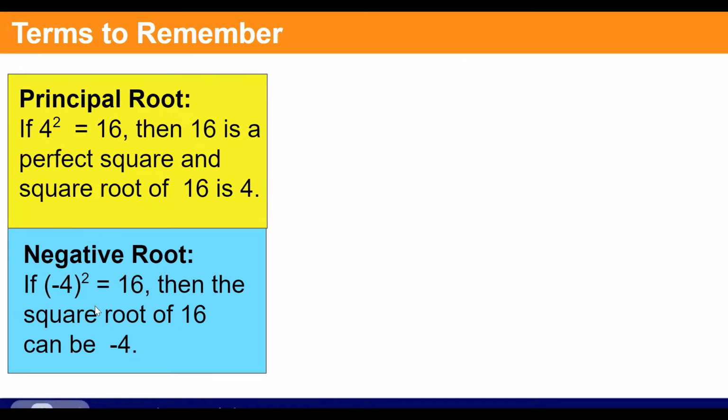Next one, negative root. Ano naman po ang negative root? If the square of negative 4 is equal to 16, then the square root of 16 can be negative 4. So, ang negative root po natin ay yung negative 4.